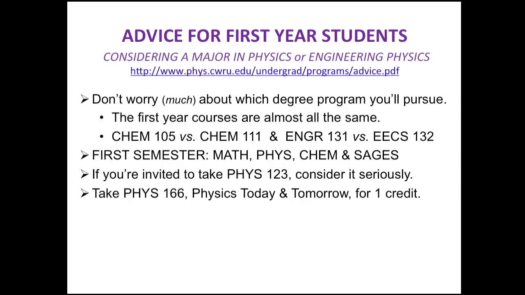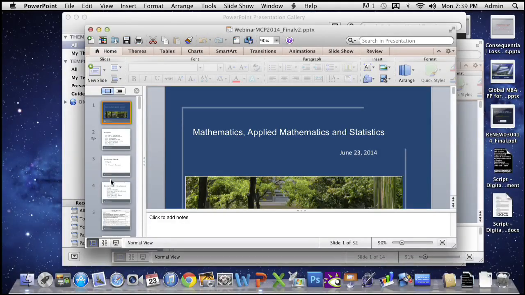So your first semester at Case, if you're interested in physics as a major, would be a math course, okay, chosen by the system that Professor Butler described, a physics course, a chemistry course, your SAGES first seminar, Physics 166 ideally. If you're invited to take Physics 123, consider it seriously. Look at the posting I directed you to. Contact me, contact the instructor for the course, and we'll try to answer any questions you have, okay? And that's it.